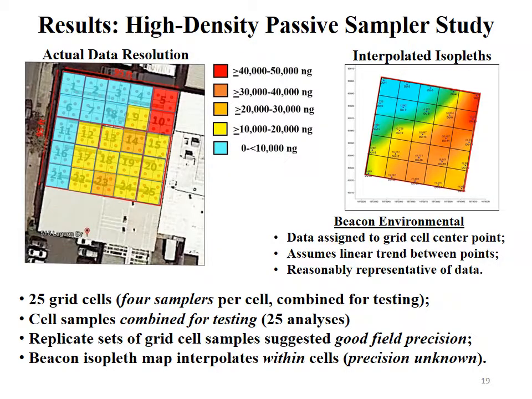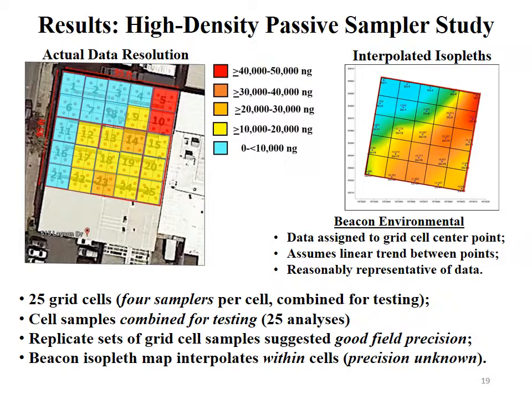So here are the results. You see the map on the left is the actual resolution of the passive sampler data. You see we assigned a color to each one of the 25 grid cells. Red is high, blue is low. So now we have a much better idea of where the vapor plume is beneath this slab. It's in the lower right-hand half of the slab. Highest concentration is in the former boiler area, the former dry cleaning machine area.